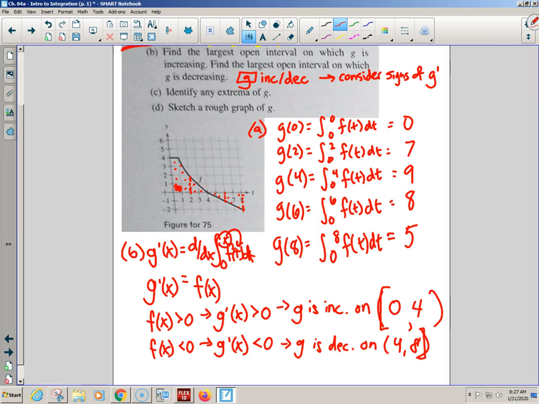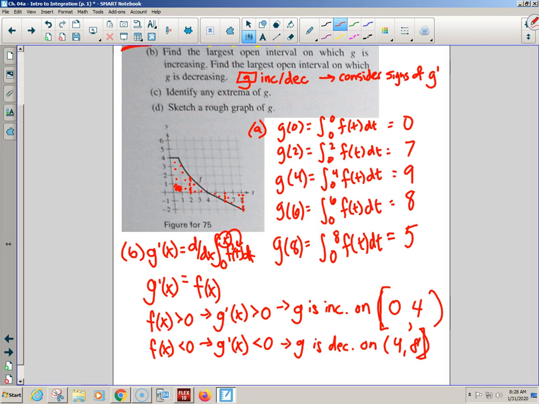For letter C, extrema of G. I don't have G. I have G's derivative. Wait a minute. Have we ever had to work with a derivative graph to find relative extrema? Yes. It was a long answer on the final. It was a long answer on the test before the final. Wait a minute. What did we just do?